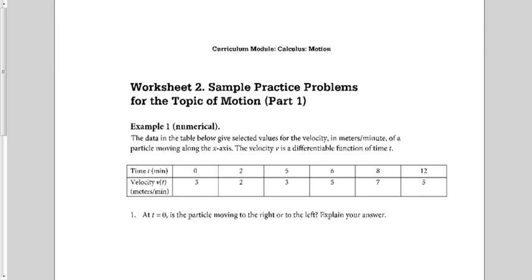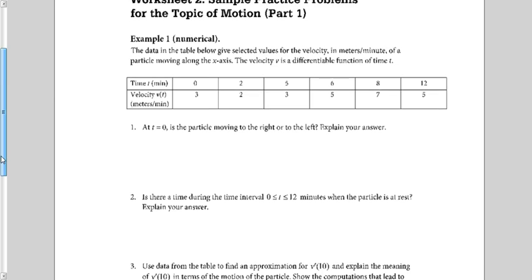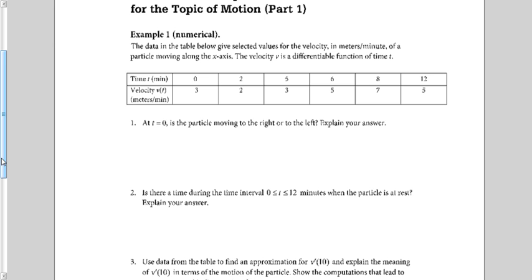So worksheet 2. We now have a table. The data in the table has selected values for our velocity. We have units here, meters per minute, of a particle moving along the x-axis. And the velocity is a differentiable function of time, which means I can take the derivative of the velocity. So easy questions, these aren't too bad.